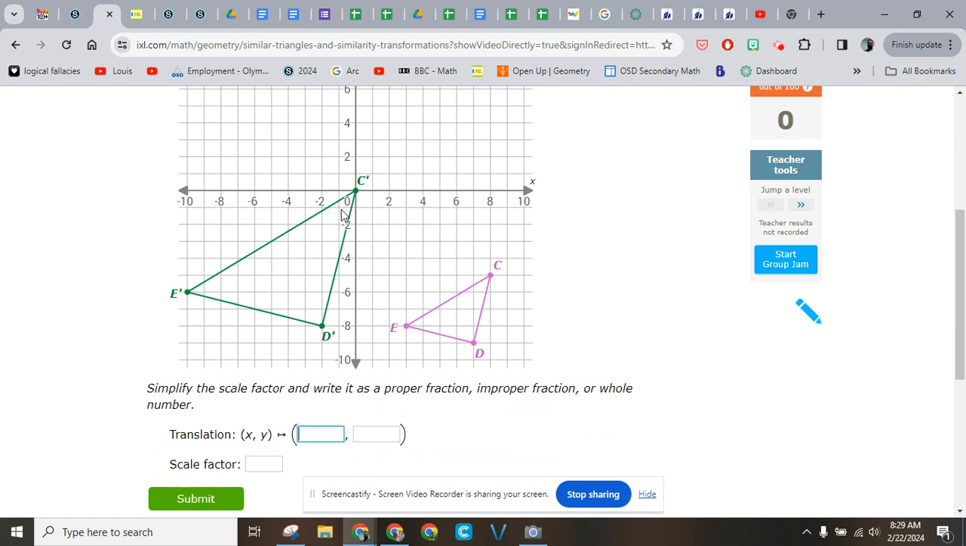So notice this is C prime. We start here at C and we get to C prime. So we have to go left 8 units, 1, 2, 3, 4, 5, 6, 7, 8, and then up 1, 2, 3, 4, 5. So this is going to be minus 8, since left is minus, and then up is positive 5. So backwards and then up.